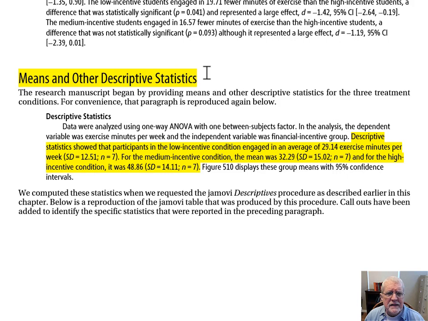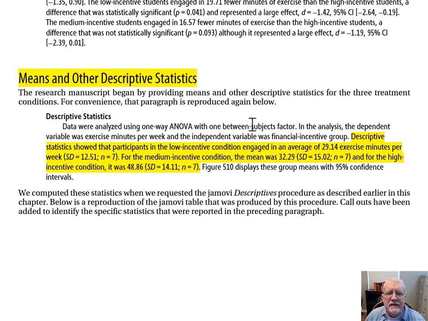In the excerpt from the research article, I said, descriptive statistics showed that participants in the low incentive condition engaged in an average of 29.14 exercise minutes per week. The standard deviation was 12.51. Sample size was 7. For the medium incentive condition, the mean was 32.29. Standard deviation 15.02. Sample size was 7. And for the high incentive condition, it was 48.86. Standard deviation 14.11. The N was 7.